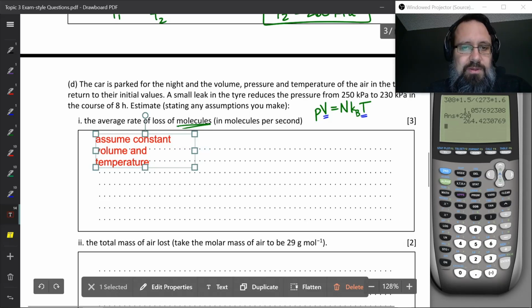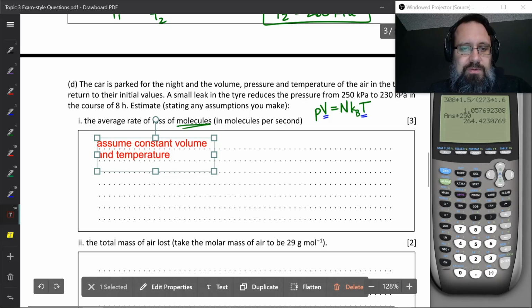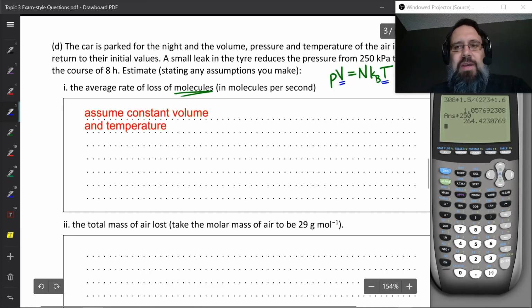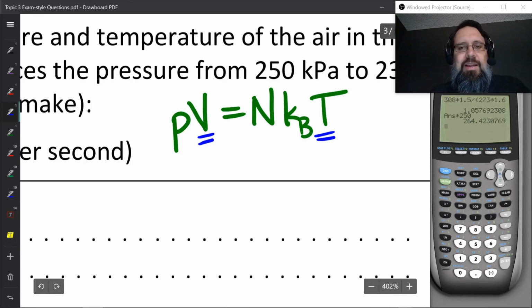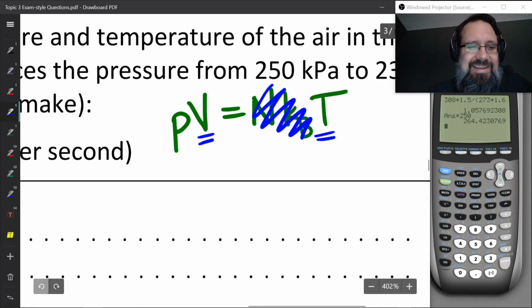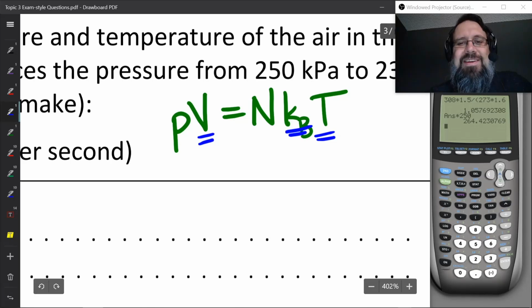Okay, I want to make this a little bit wider. Drop it down. Okay, cool. Assume constant volume and temperature. So if we do that, what we can see over here is that this stuff is constant anyway. Number of particles isn't constant. The KB is constant. There we go.